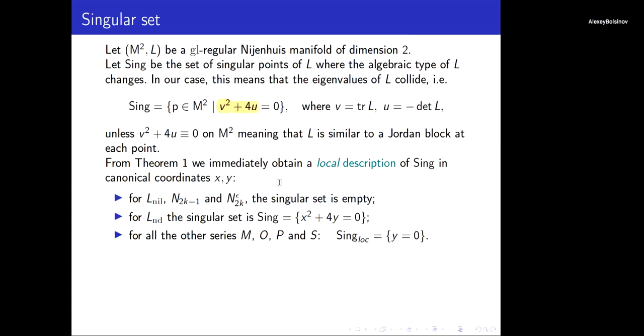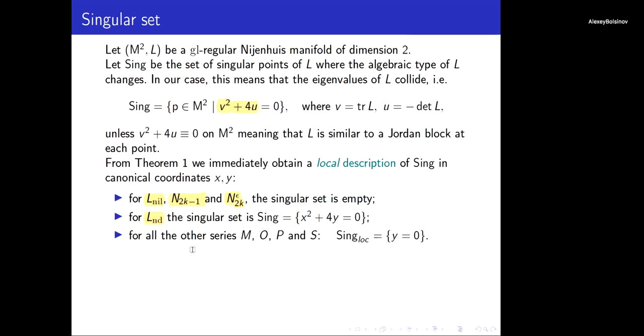So what kind of set do we obtain from this relation? The discriminant is zero, and if you do it, it takes one minute. You will come to the following conclusion. If L is a Jordan block, either nilpotent or with non-constant eigenvalue, then there are no singularities, no singular points. The singular set is empty.